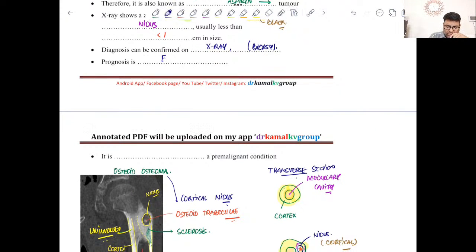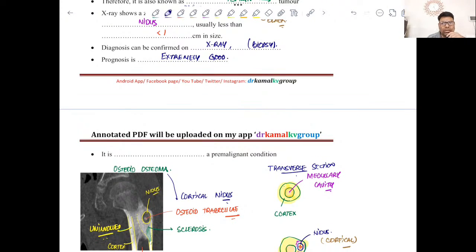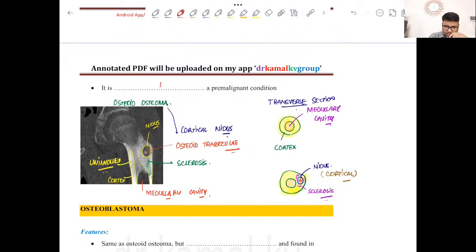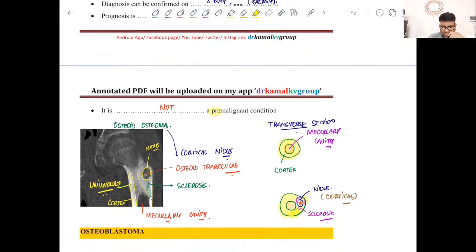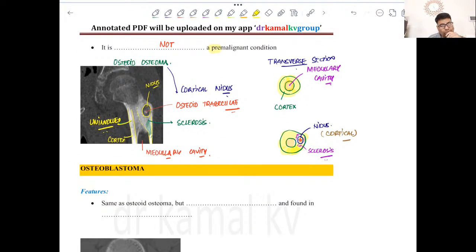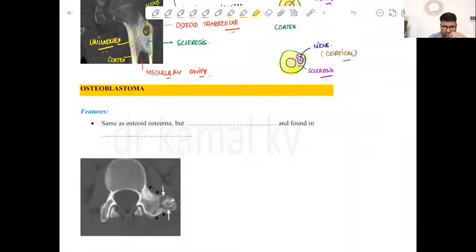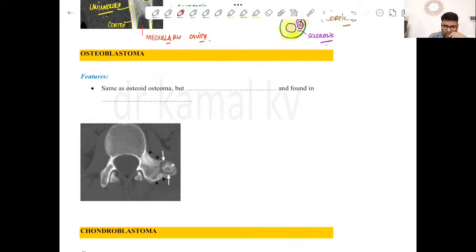Prognosis is extremely good because we can remove the tumor, and since it is a benign tumor, it's very easy to correlate that the prognosis will be good. And it is not a pre-malignant condition, so there is no fear that later on it might get converted into a malignant tumor. So this is in short about osteoid osteoma, and if there is a question, it will definitely be framed from this much stuff only. Then moving forward to osteoblastoma.